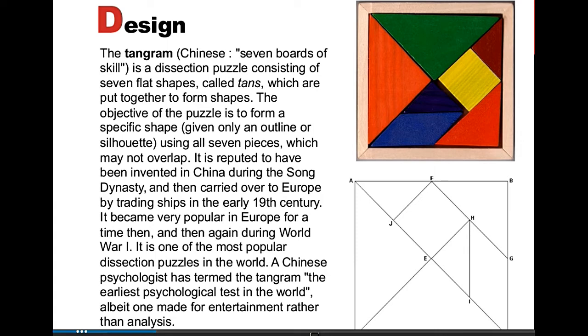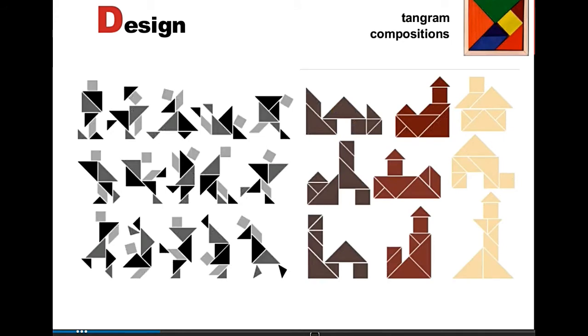The tangram, or Chinese seven boards of skill, is a dissection puzzle consisting of seven flat shapes called tans, which are put together to form shapes. Here are some examples of tangram compositions. You can use the tangram composition and apply it in your new forms or in the theory of shapes for architecture. This tangram can be used as your reference.